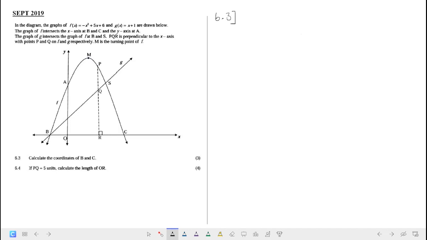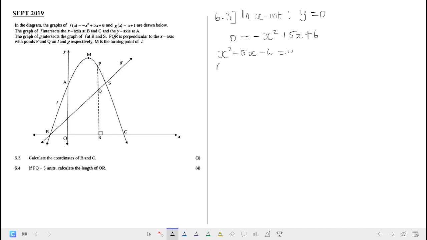If you remember, in the instruction, we're told that the graph of f intersects the x-axis at B and C. Earlier on, we said that whenever the graph intersects the x-axis, we want to find the x-intercept. So in the x-intercept, we're going to let y be equal to 0. So in f, we substitute 0 = -x² + 5x + 6. I want to take this over to this side, so it's going to be x² - 5x - 6 = 0.